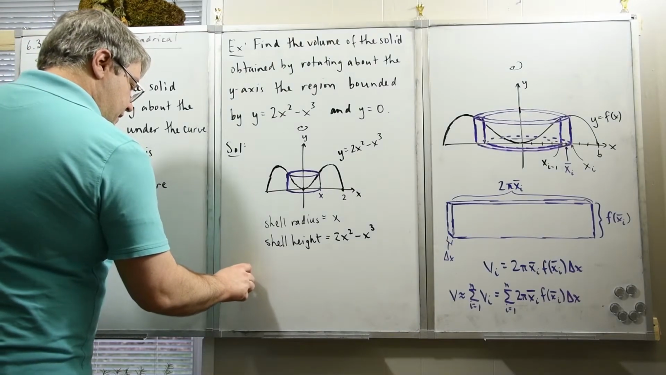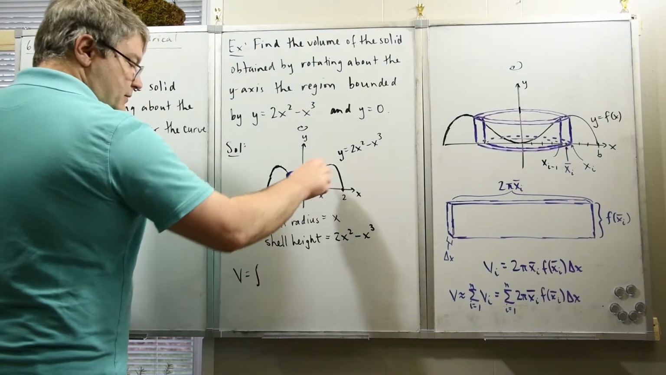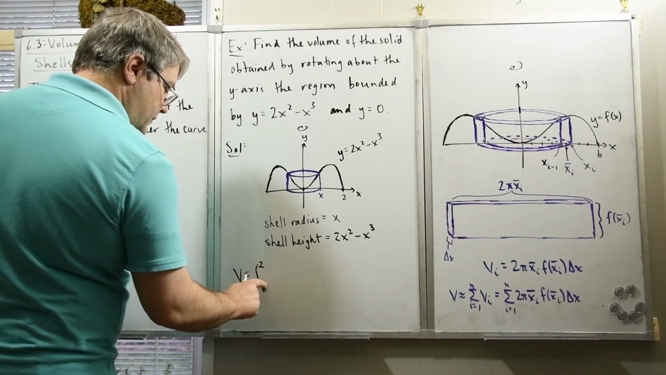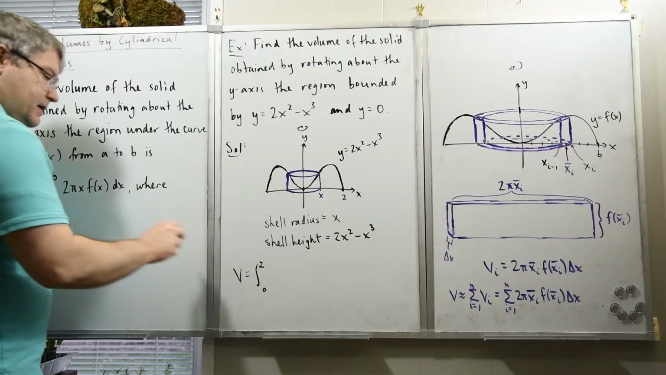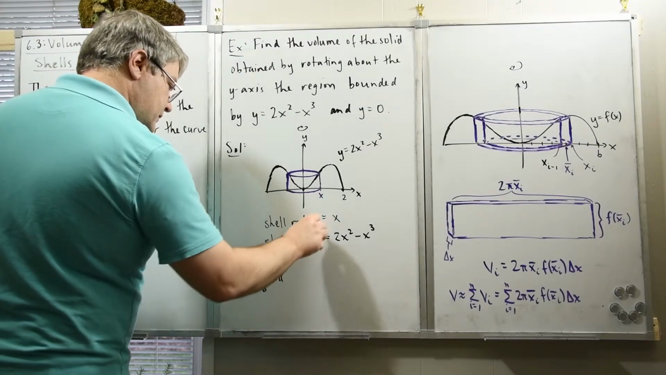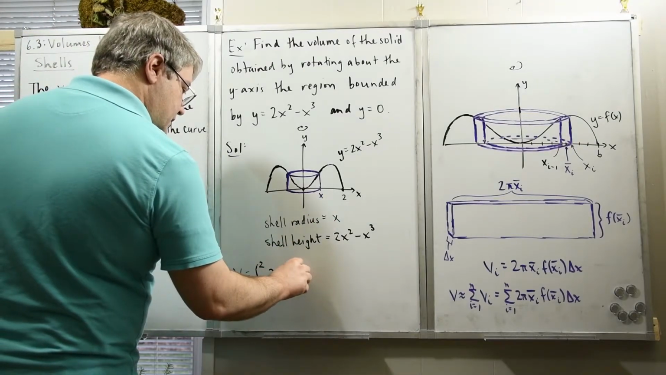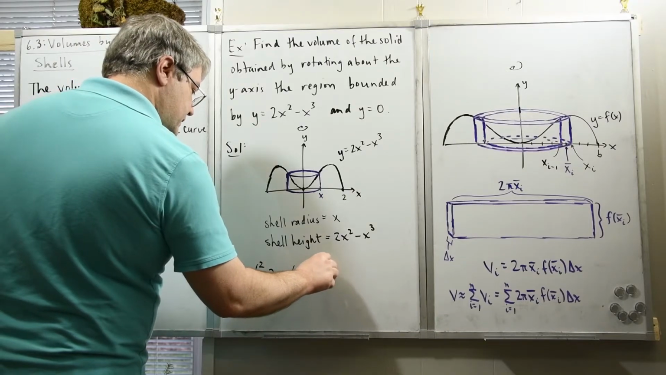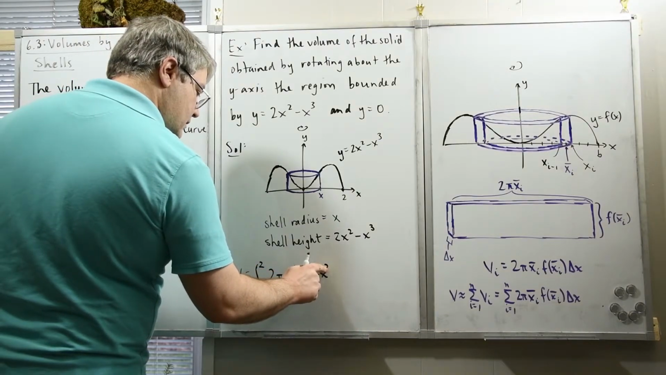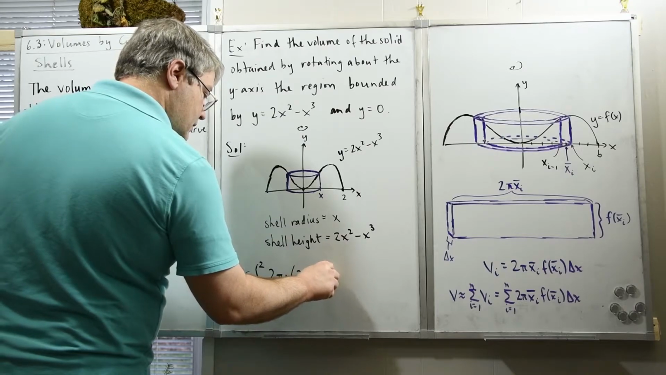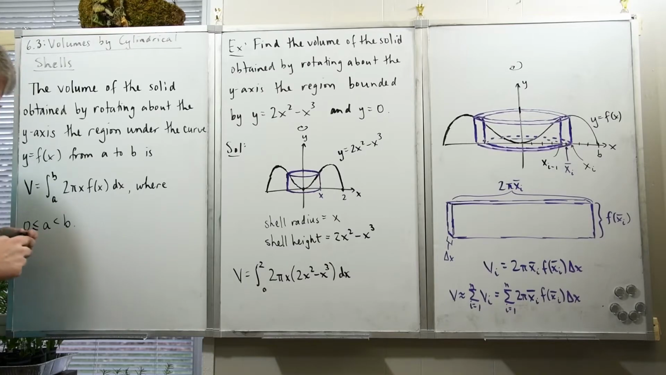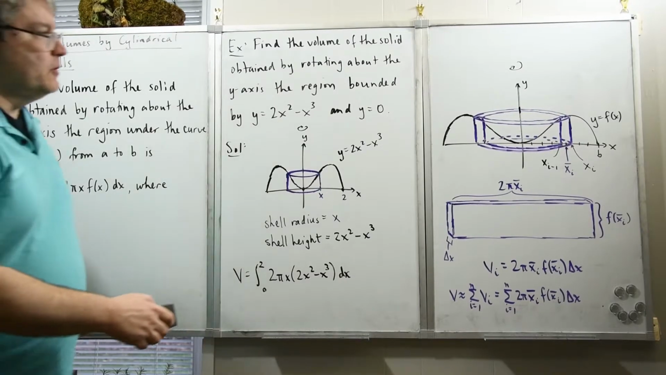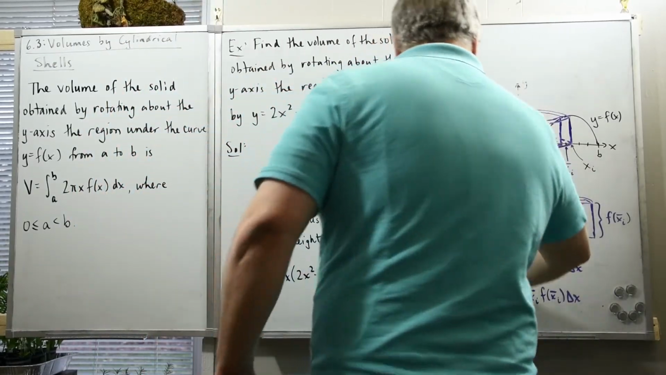So when we take a look at the volume, we know the region lies over the interval from 0 to 2. And then we have 2 pi times the shell radius, which is x, times the shell height, which is 2x squared minus x cubed. So we make a little bit more room so we can finish this out.